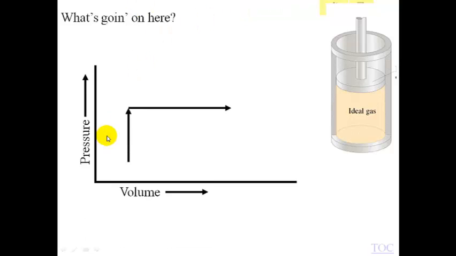Here we have one process followed by another. It's isochoric heating followed by isobaric expansion.